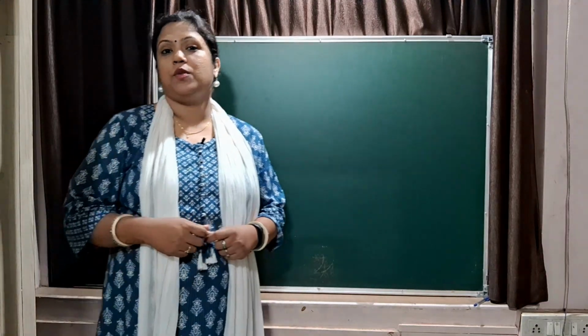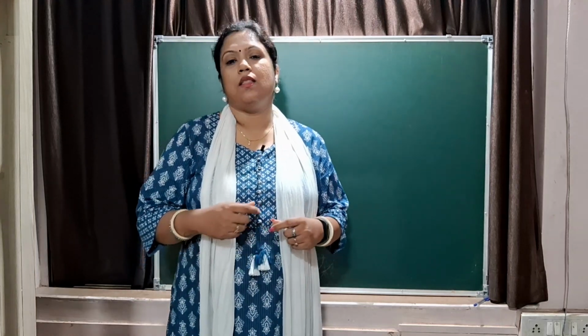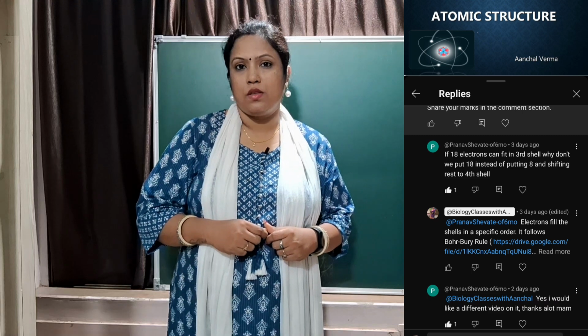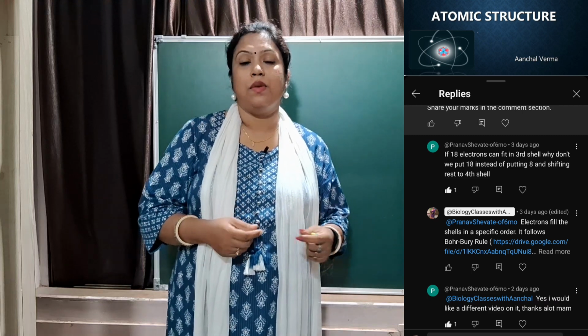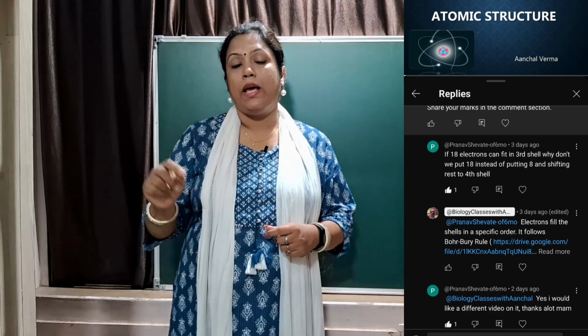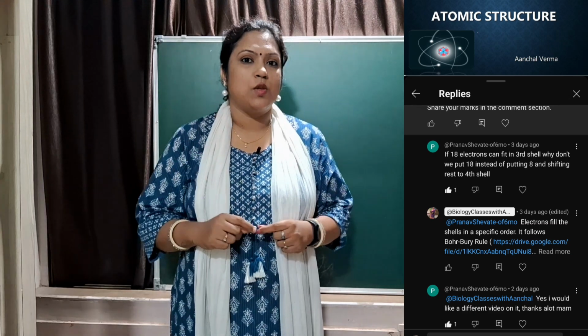Now today I am going to address a query that one of my students has given in the comment section. The child has asked the question: why does potassium have the electronic configuration of 2, 8, 8, 1 and not 2, 8, 9? So we are going to solve this query.